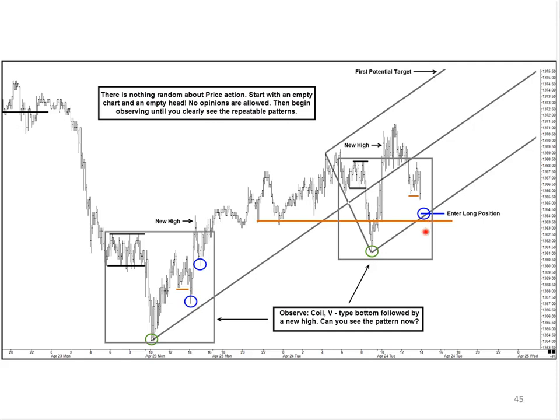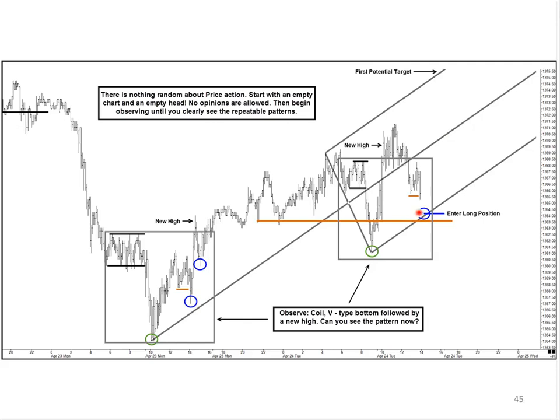Well, I've got something else going for me. This is the lower parallel, and according to Dr. Andrews, statistics show him to be true. Price should run out of energy. It should make it to the lower parallel, first of all, but it should also run out of energy here. Then it either will stop and reverse or accelerate.